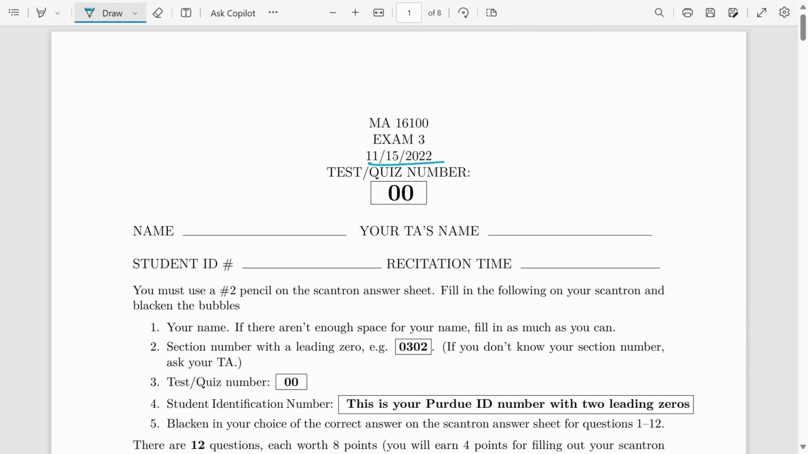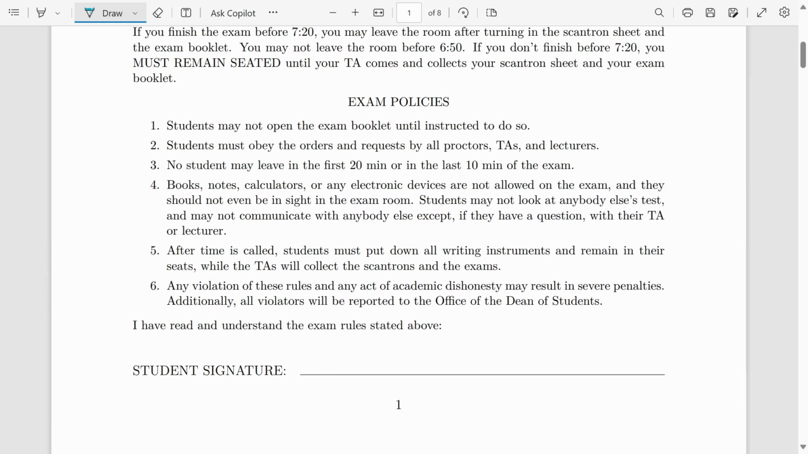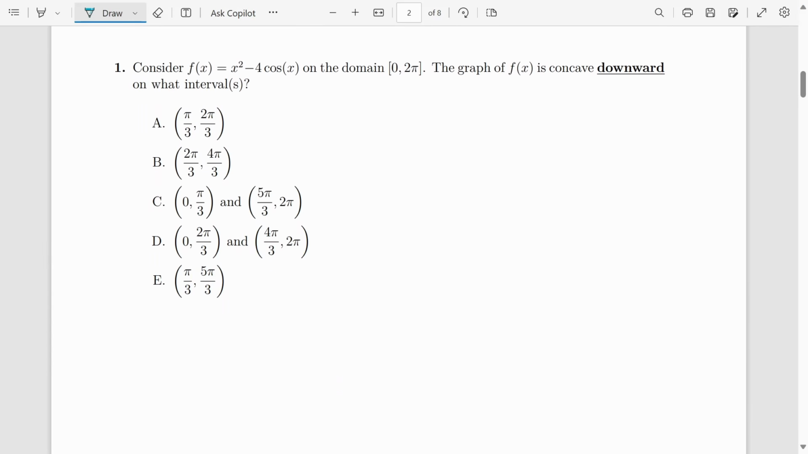So it's kind of a lot of word problems of derivatives and things relating to derivatives. So if you're good with the exam 2s, then this shouldn't be too bad. Question 1 is a really good example of that. So it's asking when this f of x here on this domain is concave downward.